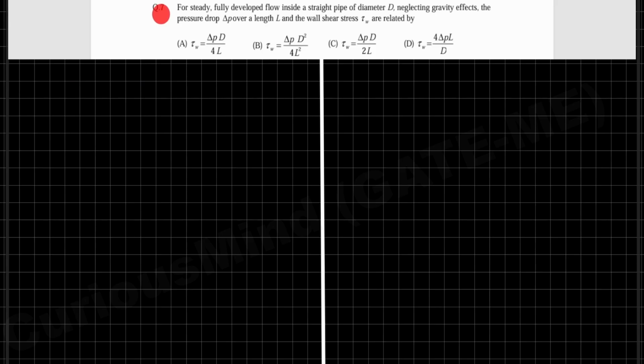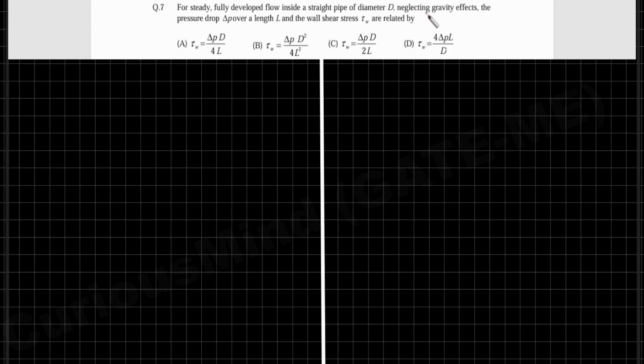This question serves as a reference which is from GATE 2013 ME SET A. So let's first read out this question and try to analyze it for what is given and what is asked. For a steady fully developed flow inside a straight pipe of diameter d. Alright, so we have a fully developed flow flowing through a straight pipe of diameter d, and the condition is steady state.